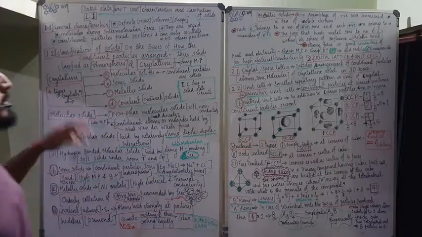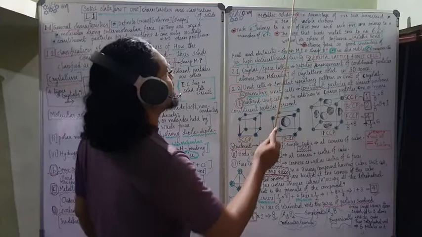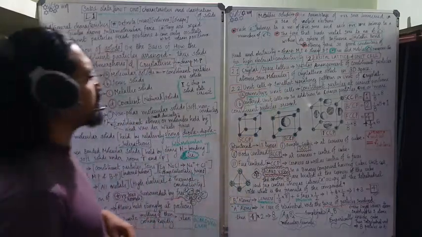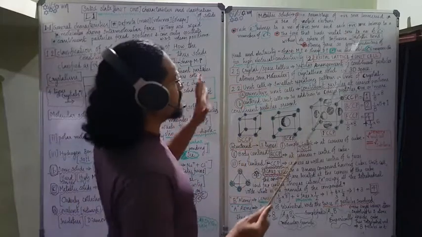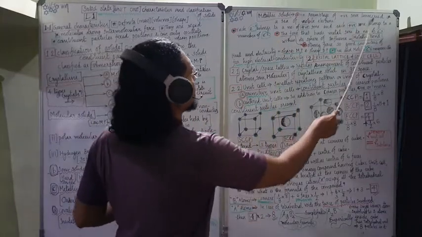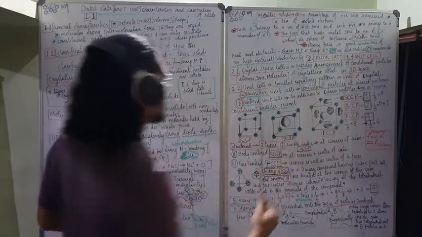That's the thing. And then metallic solid comes. Metallic solid is frequently asked, so go through the main points you want to remember. A metallic solid is an assemblage of positive ions immersed in a sea of mobile electrons, which I have said earlier.